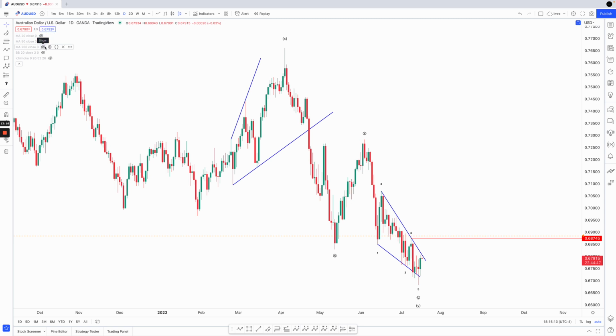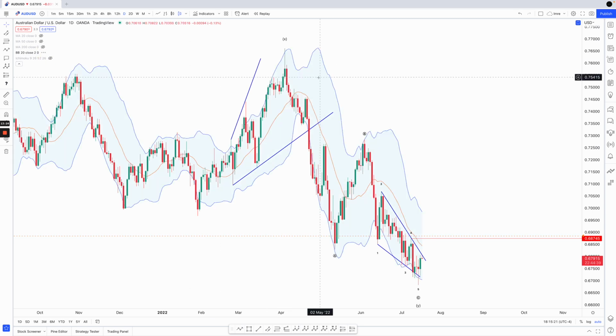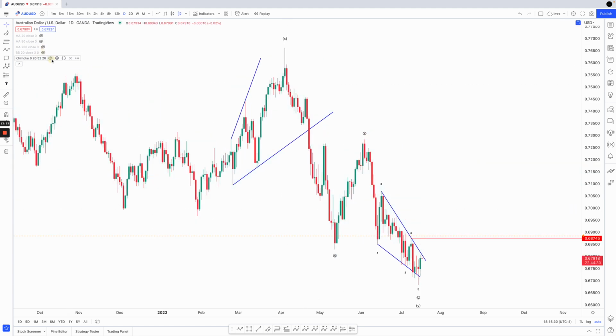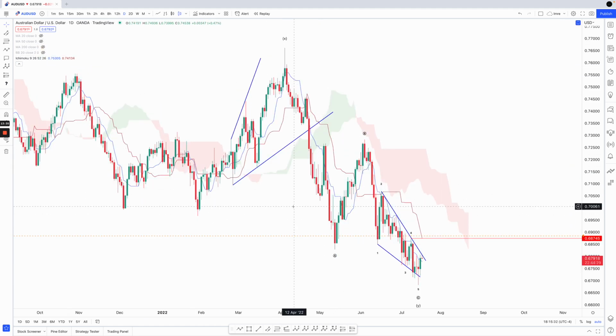How do you know which settings to use for your indicators? I usually just look for the most standard ones because I don't think there is such a thing as a perfect indicator. Bollinger Band, yep, we pierce the upper Bollinger Band. RSI gets nearly overbought. We get a bearish MACD cross. What about the Ichimoku Cloud? Yeah, we break through the cloud pretty late as well.